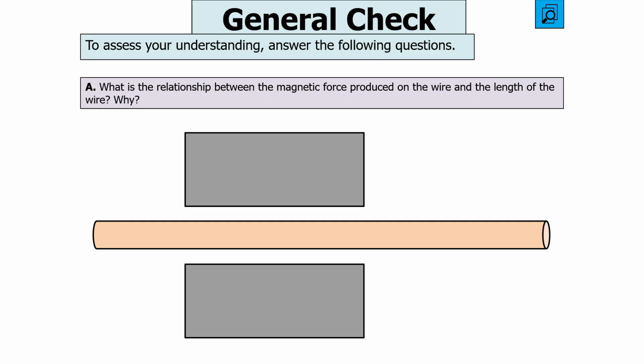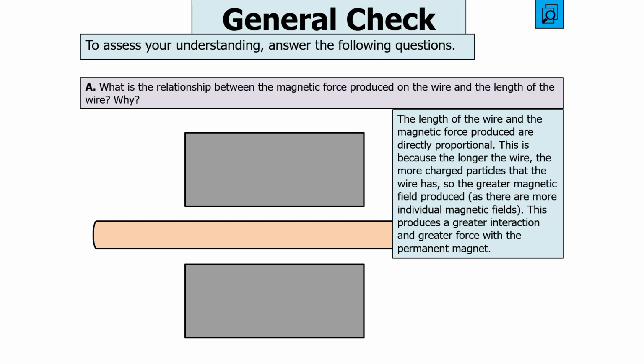What is the relationship between the magnetic force produced on the wire and the length of the wire, and why? The length of the wire and the magnetic force produced are directly proportional. This is because the longer the wire, the more charged particles that the wire has, so the greater the magnetic force produced. There are more individual magnetic fields. This produces a greater interaction and a greater force with the permanent magnet.